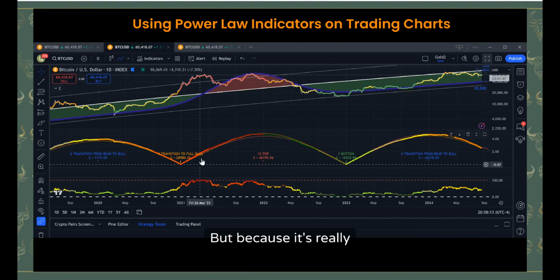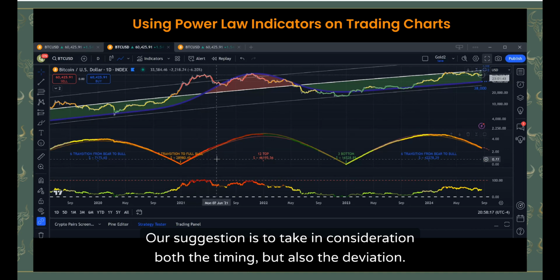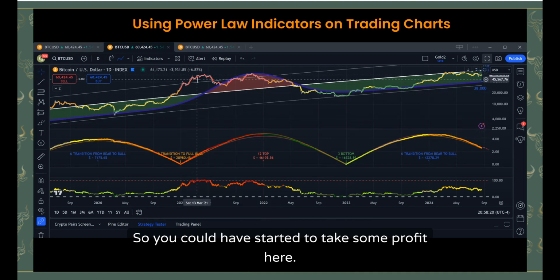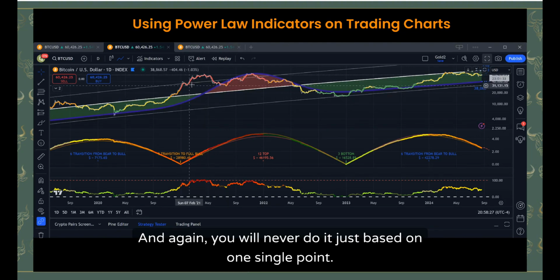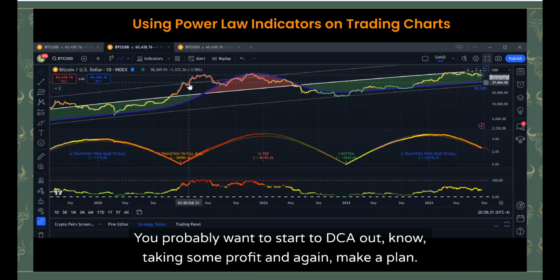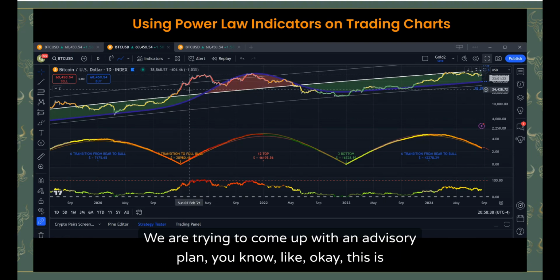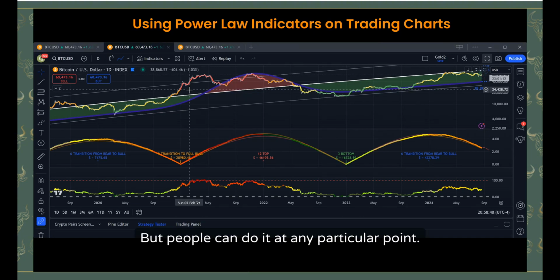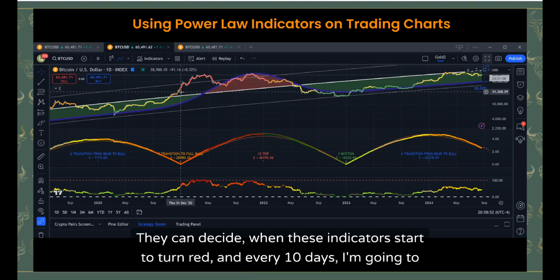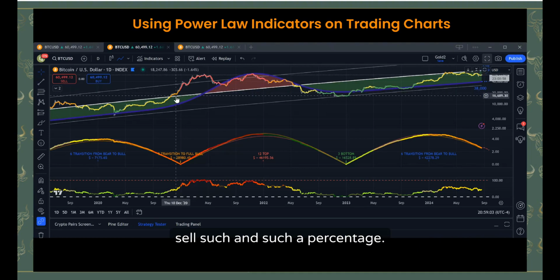But our suggestion is to take into consideration both the timing, but also the deviation. So you could have started to take some profit here. There was nothing wrong with doing that, taking some profits here. And again, you will never do it based on just one single point. You probably want to start to DCA out, taking some profit. And again, make a plan. We are trying to come up with an advisory plan, like, okay, we did this calculation. It seems that if you do it starting from here with this amount, that is kind of optimal. But people can do it at any particular point. They can decide, well, when these indicators start to turn red, every 10 days I'm going to sell such and such percentage.